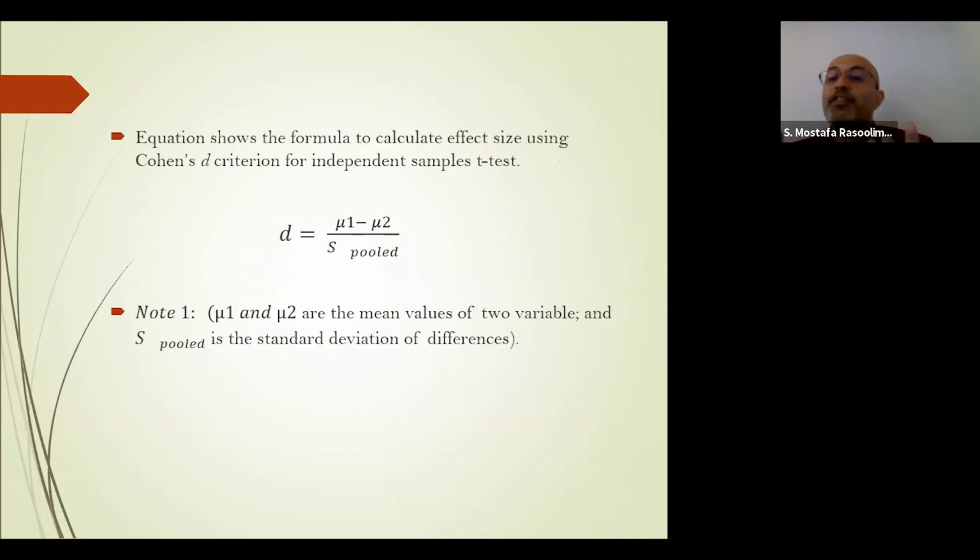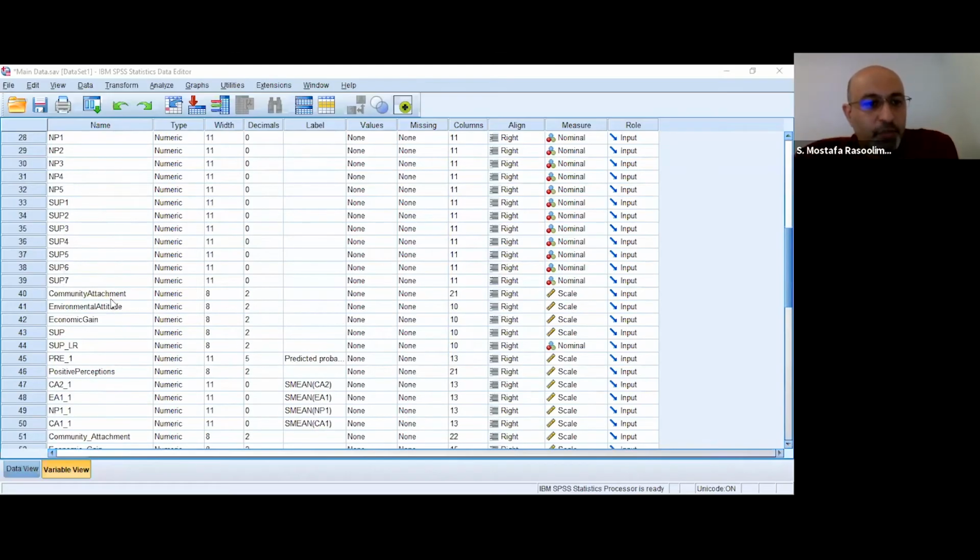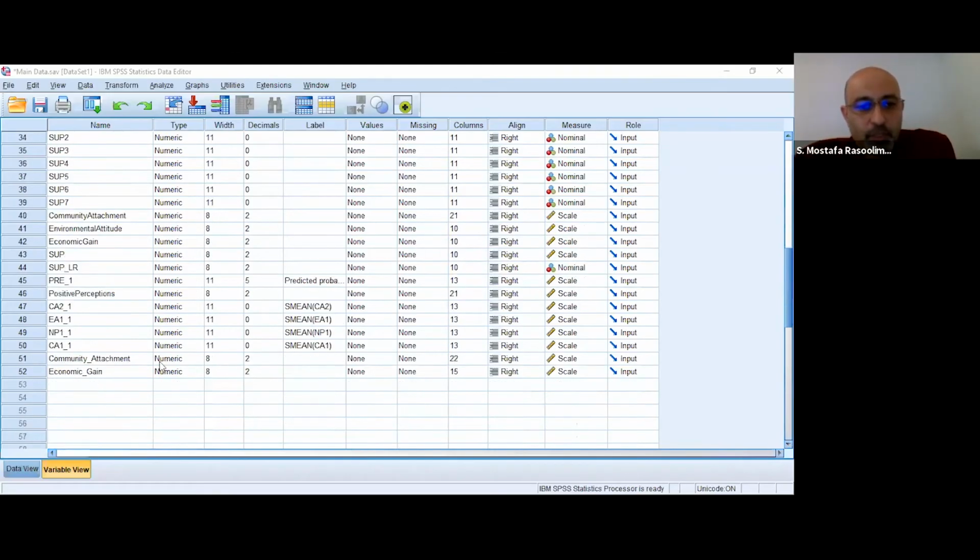So these are three different types of t-test: one sample or single sample t-test, paired sample, and independent sample t-test. We created community attachment, right? Community attachment. So we have now community attachment.